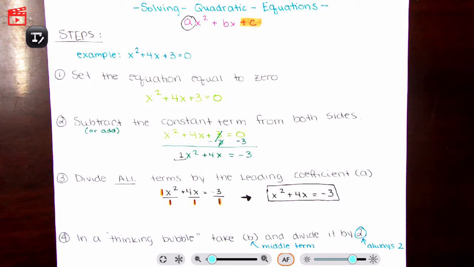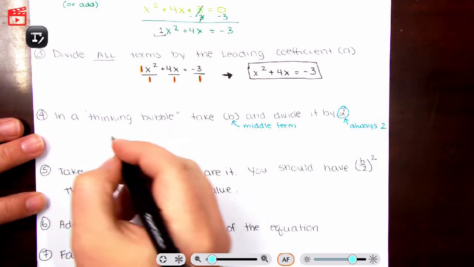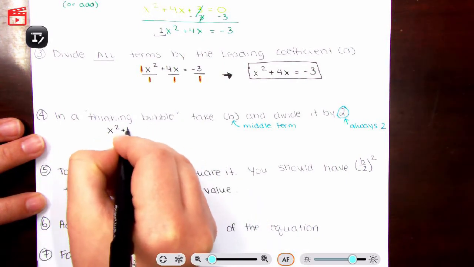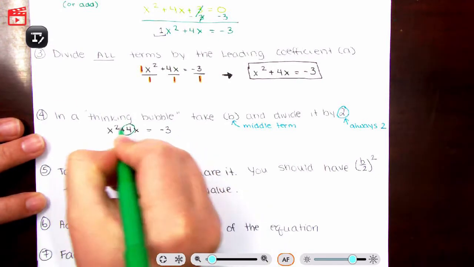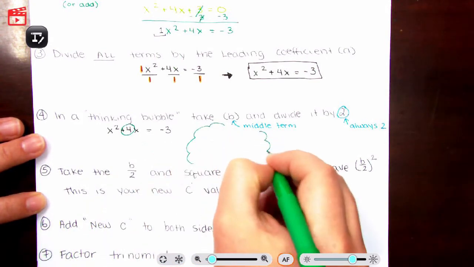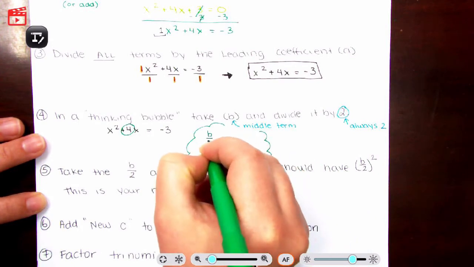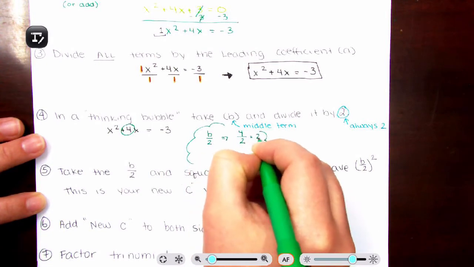Step number 4, it says, in a thinking bubble, take b and divide it by 2. So you're always going to take your middle term, whatever that number in front of your variable is, and divide it by 2. So here's my equation: x squared plus 4x is equal to negative 3. We're going to take this middle number with the symbol in front of it, in a thinking bubble, somewhere off to the side. So we're taking b divided by 2. In this case, we have positive 4 divided by 2, and that equals 2.